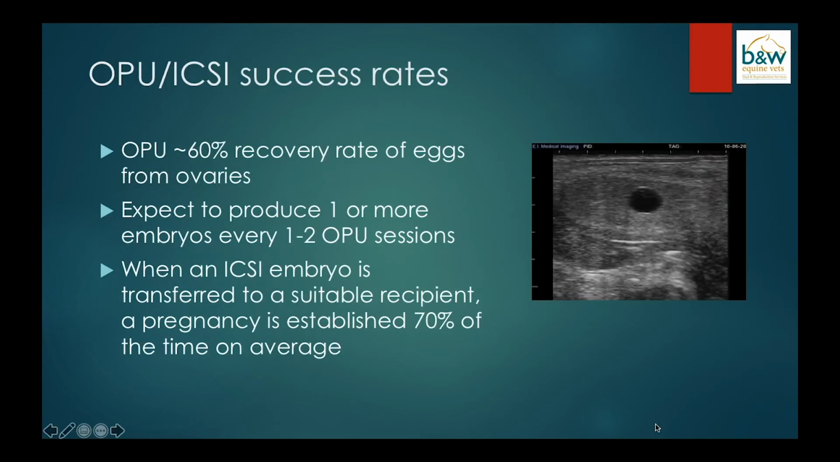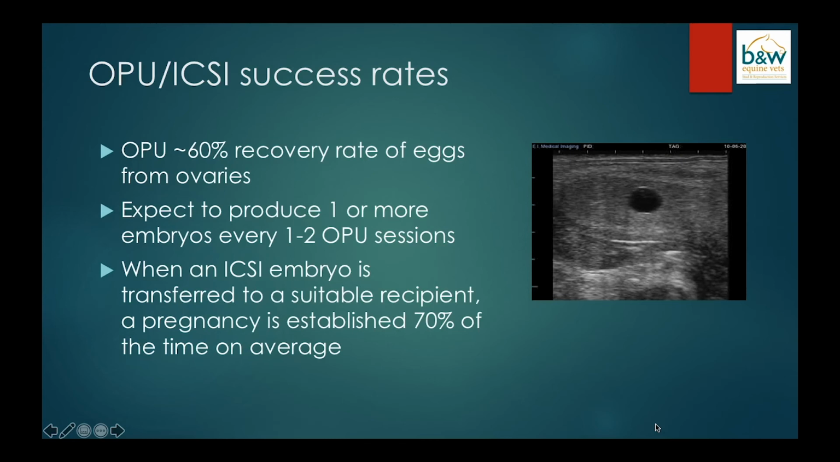Now, success rates to be expected with OPU and ICSI. We expect to recover 60% of the eggs on the ovaries, which is why it's important that the mare has a decent number of follicles on her ovaries. If a mare comes in for OPU and doesn't have a lot of appropriately sized follicles on her ovaries for that cycle, we'll probably say it's worth going home for a week or so, seeing what she develops, and then doing the OPU session when she has a few more follicles. It will really increase the success rates.